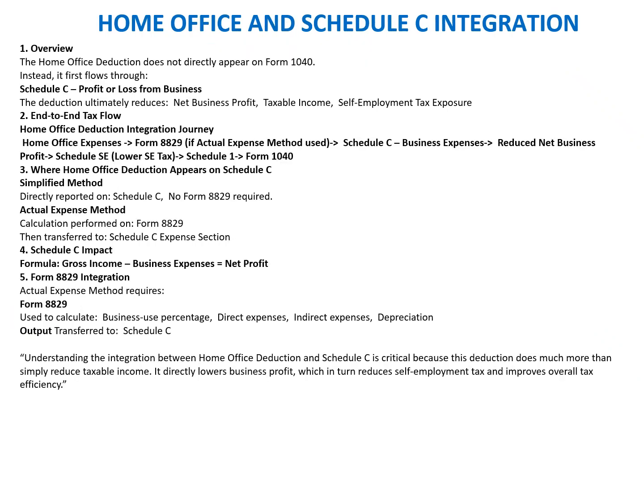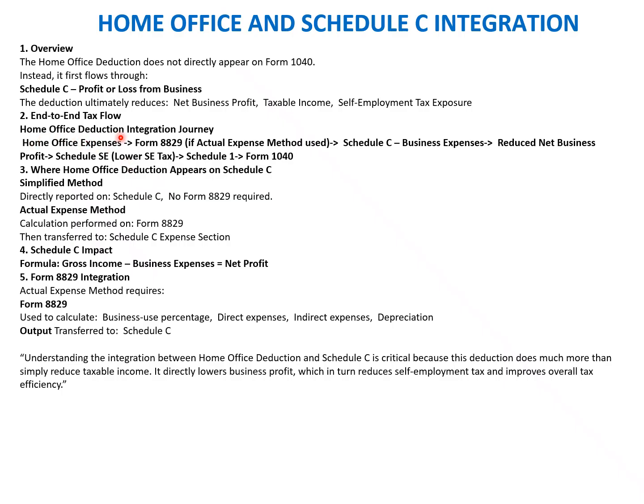Now we'll talk about another important section, which is the integration of the home office deduction and Schedule C. The home office deduction does not directly appear on Form 1040. Instead it flows through Schedule C, which contains the profit and loss from the business. The deduction ultimately reduces net profit, taxable income, and self-employment tax exposure.